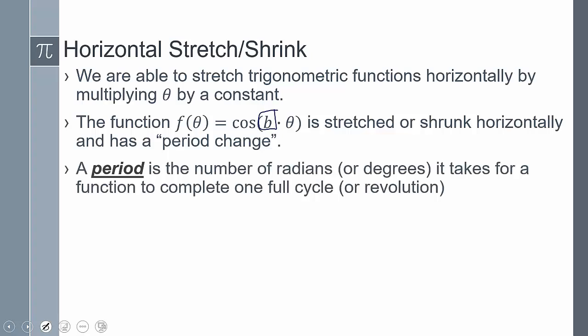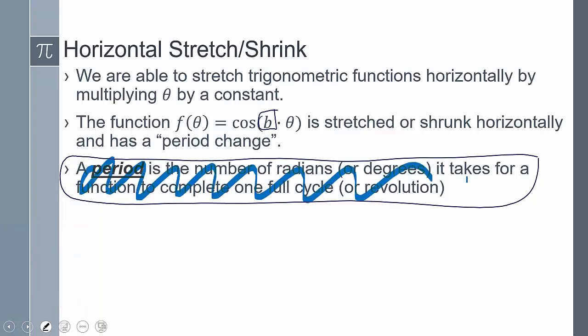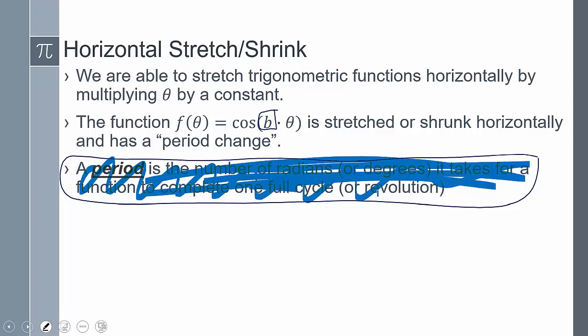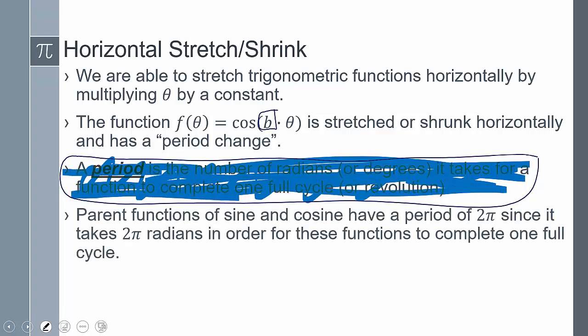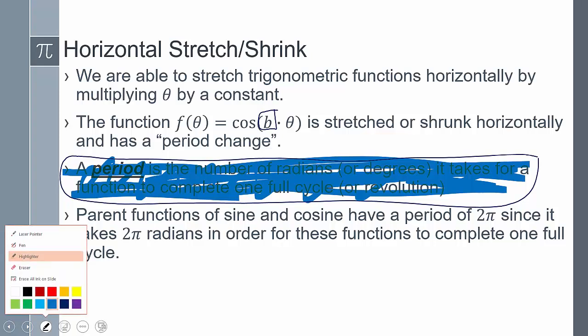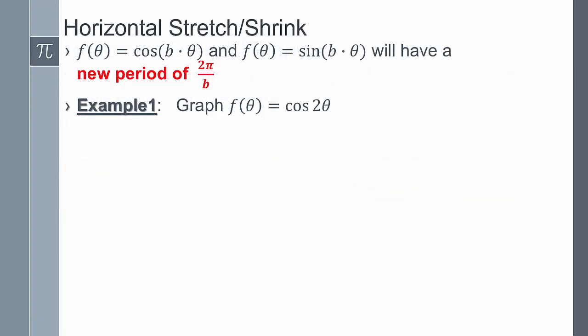So period is the number of radians or degrees it takes for a function to complete one full cycle. Get this down. This is important. We need to have that. Now our parent functions, sine and cosine, have that normal period of 2 pi. That's why it starts at 0, ends at 2 pi. 2 pi minus 0, the distance between it is 2 pi. For tangent, it's going to be pi.